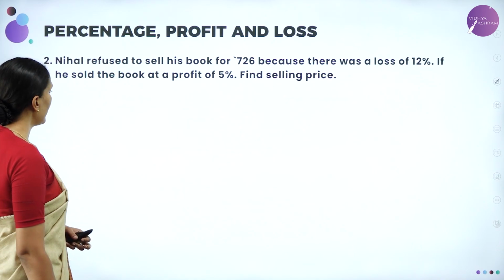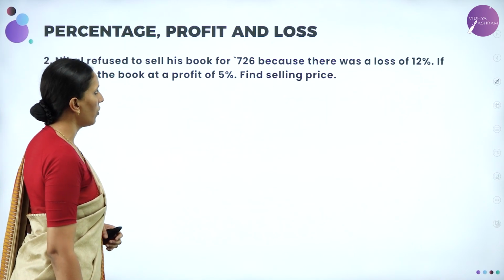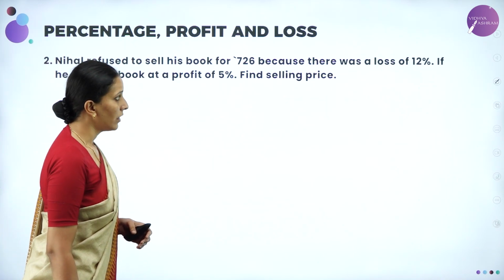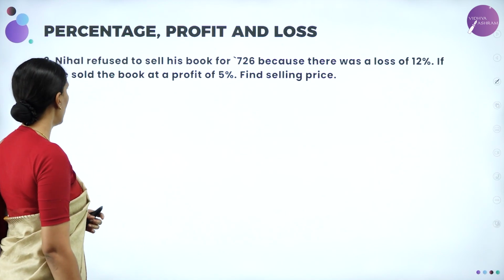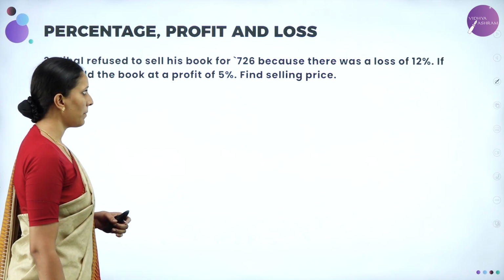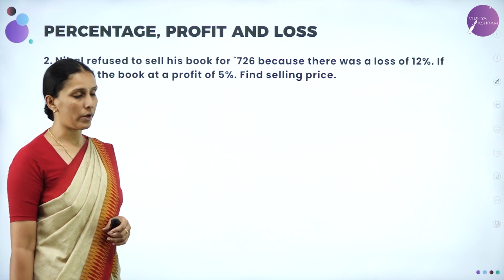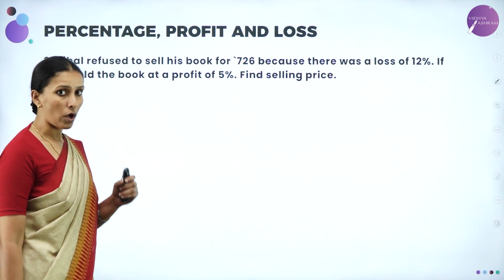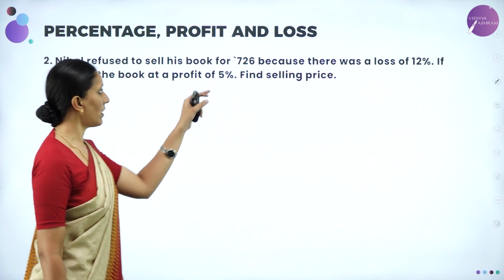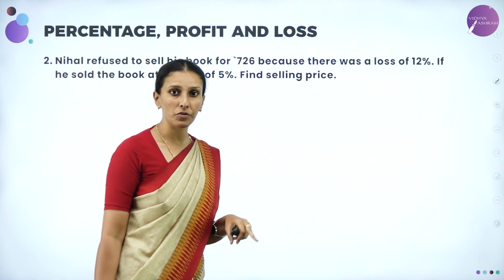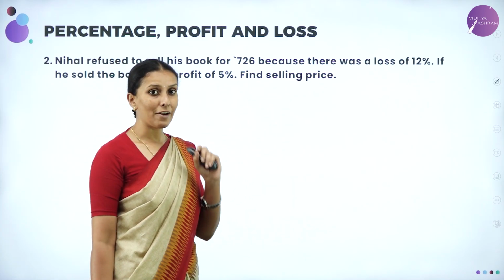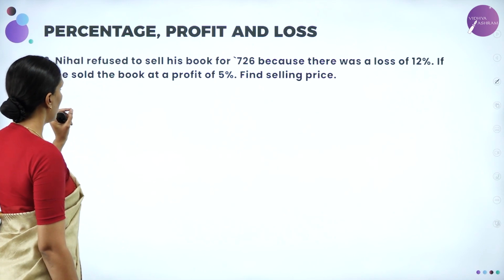Next question. Nihal agreed to sell his book for rupees 726 because there was a loss of 12%. If he sold the book at a profit of 5%, find the selling price. So first let us find out the cost price. If he has sold it for 726, then there will be a loss of 12%. So using that, we can find the cost price of the book.